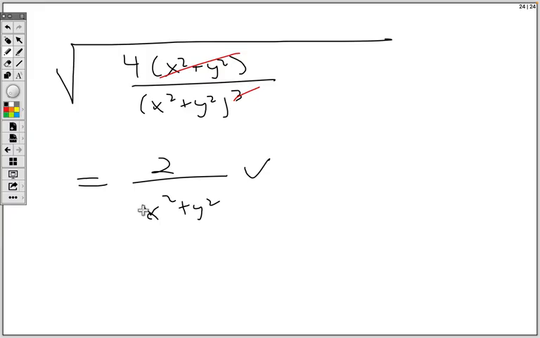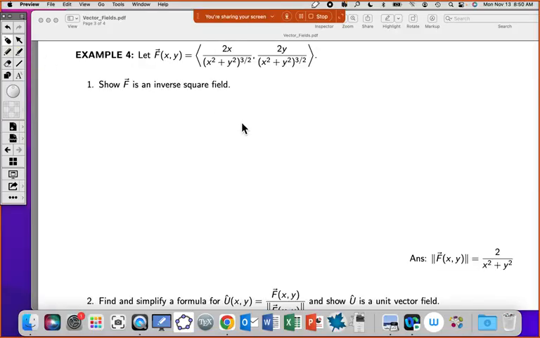The strength of the field, the magnitude of the field, is directly proportional to 1 over the square of the distance from the origin. So the further away you get from the origin, the more it drops off.